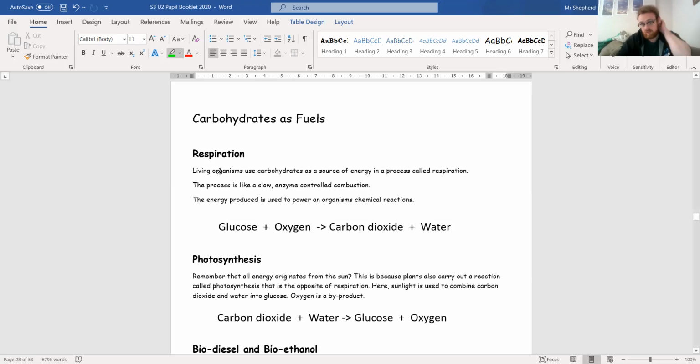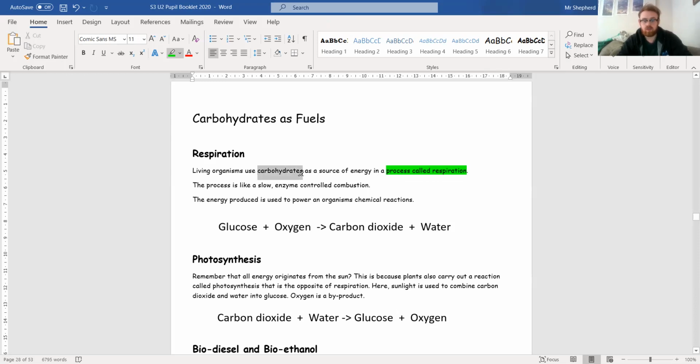So living organisms use carbohydrates as a source of energy in a process called respiration. This process is like a slow enzyme-controlled combustion. Like I was just saying, it's slow, it's controlled, but it's essentially the exact same chemical reaction as when you burn something. And the energy produced is used to power an organism's chemical reactions.